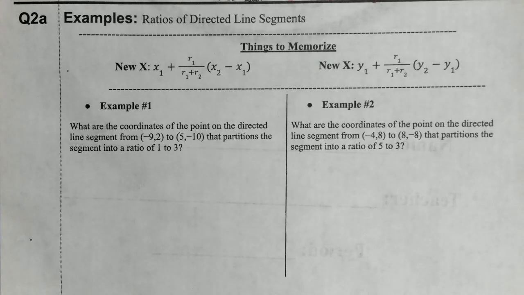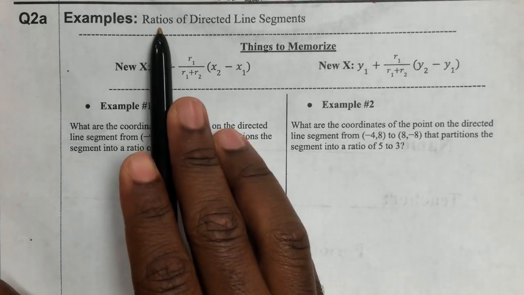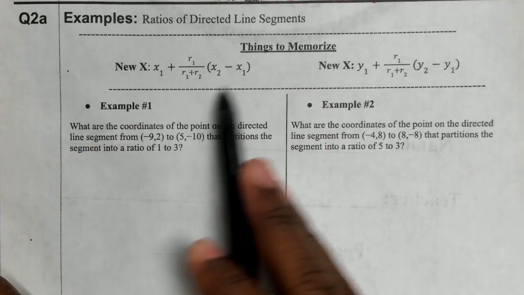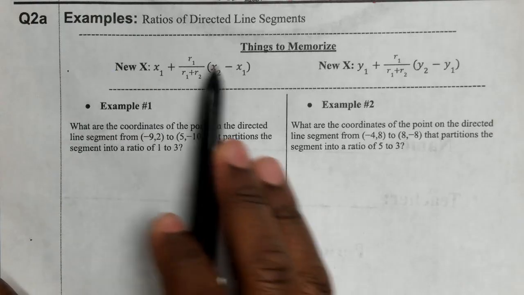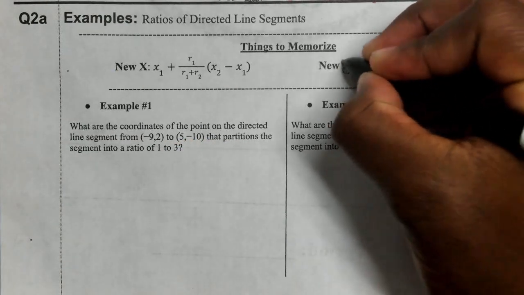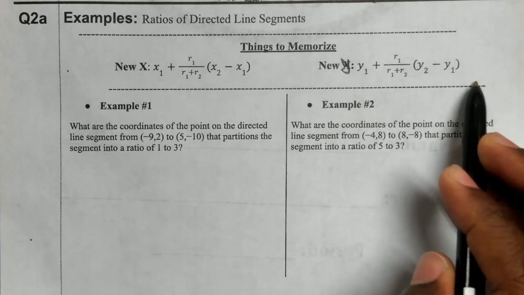Unit 6, Relationships in Triangles, Question 2a. So question 2a actually wants us to do ratios of directed line segment. So again, the formula for ratio to find the new x is this formula right here, and the formula to find the new y would be this formula right here.